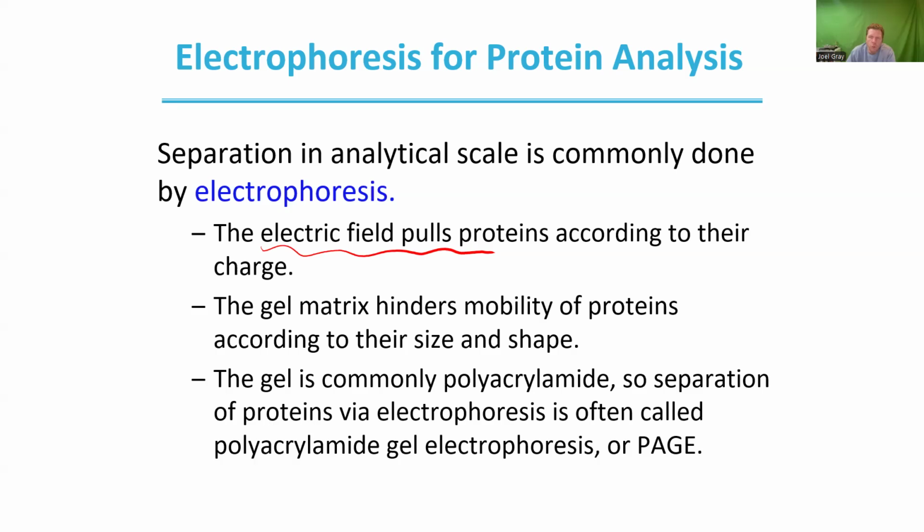Proteins are a little bit different. You can have positively charged proteins. You can have negatively charged proteins. So that's kind of a challenge. The gel matrix of this gel makes proteins separate based on their size and their shape. A protein gel is commonly a material known as polyacrylamide. So separation of proteins through electrophoresis is often called polyacrylamide gel electrophoresis, or PAGE.